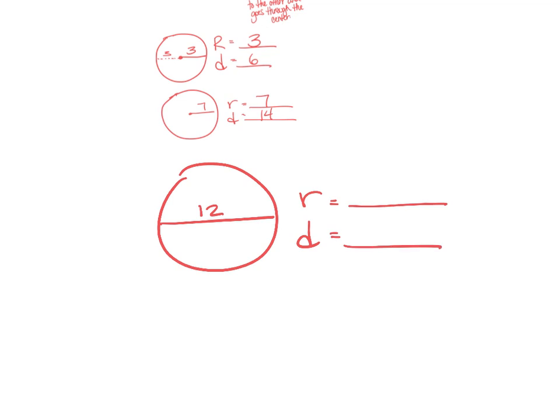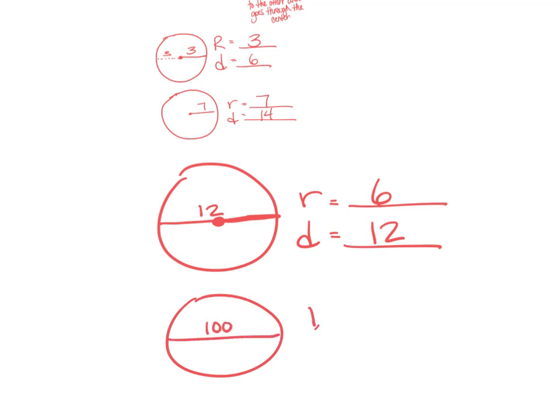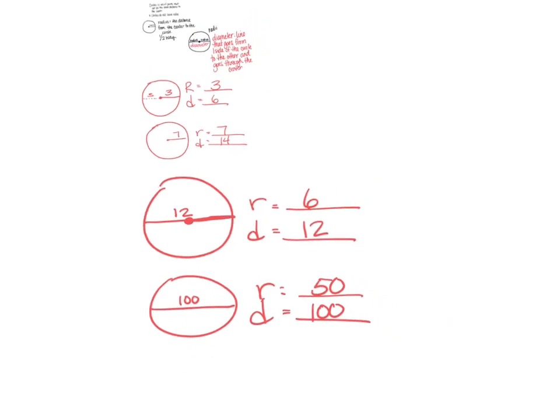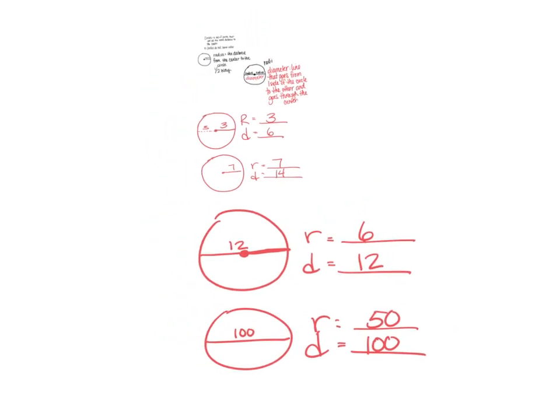All right, in this picture, they gave you the diameter all the way across is 12, so we're going to put that in the diameter spot, which means that halfway across is our radius, which would be half of that, or 6. All right, and this one, again, they gave us the diameter. The diameter is 100, so we're going to put it there, and our radius would be half that, which is 50.